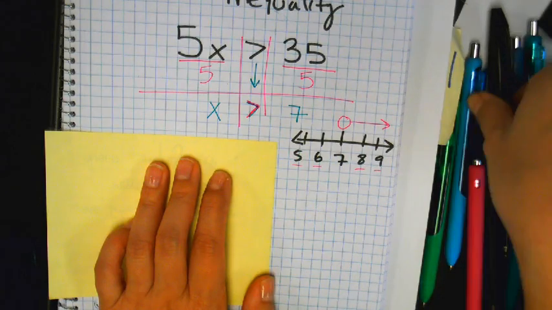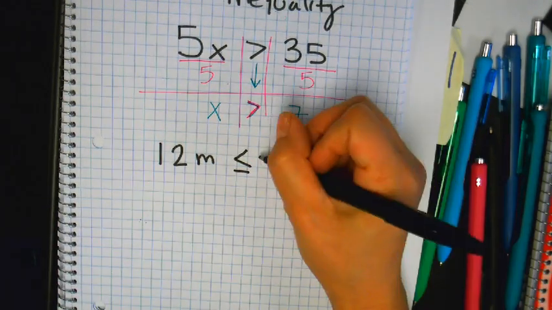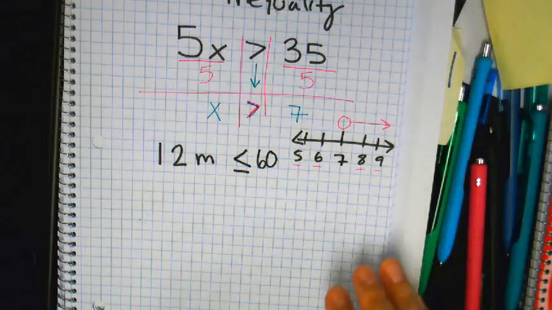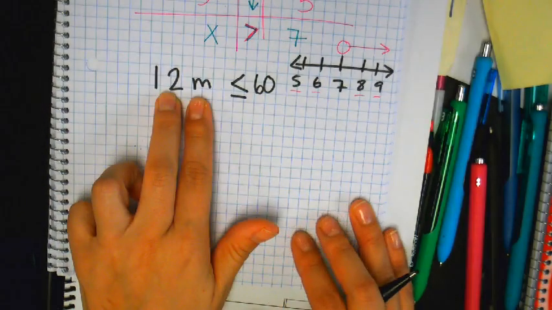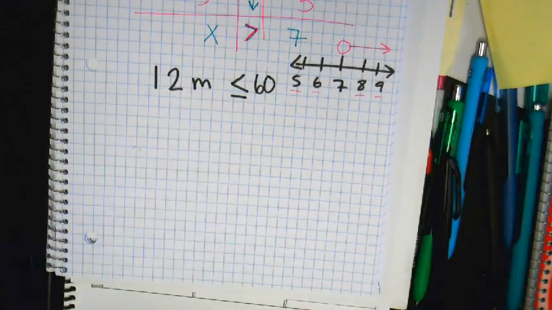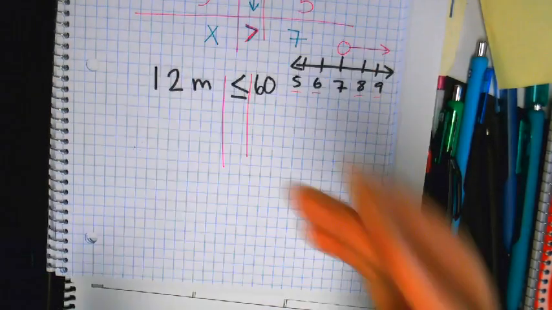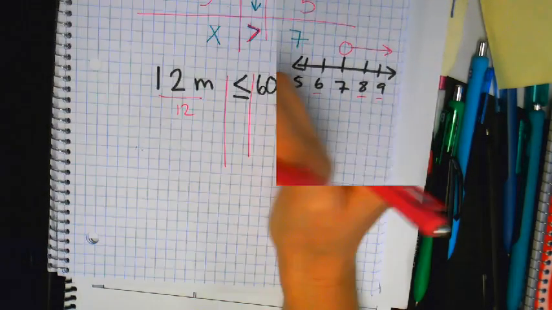All right. Greater than or equal to, let's say, 60. Okay? So, here my numbers are stuck together, right? So what does that mean mathematically? That means multiplication. So in order to undo multiplication, you have to divide. You do the opposite operation. So we're going to divide by 12.